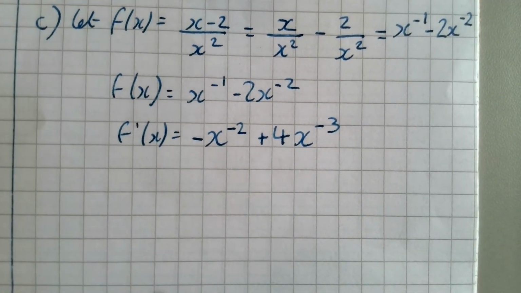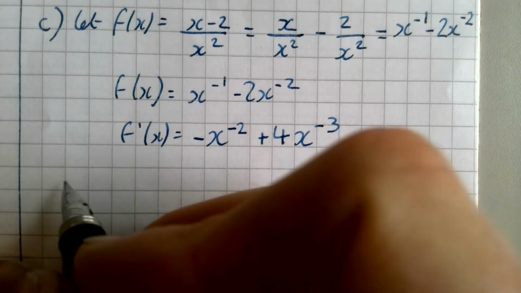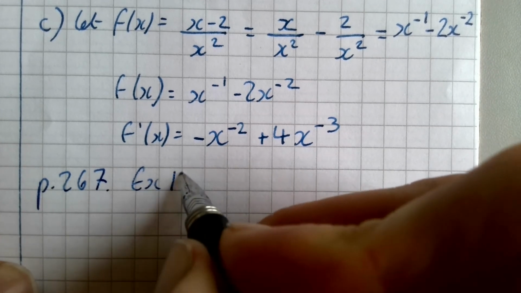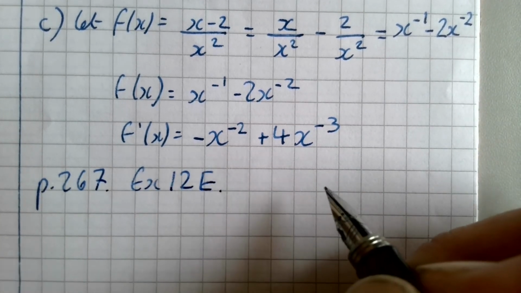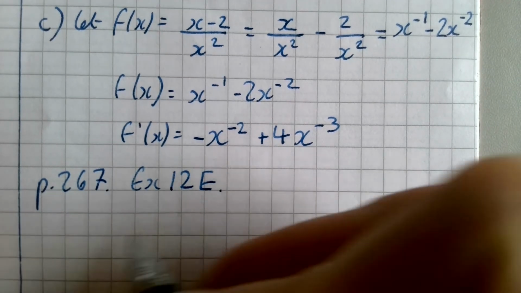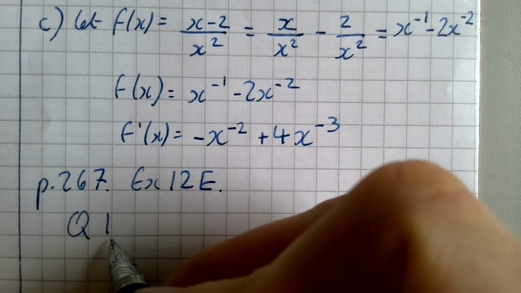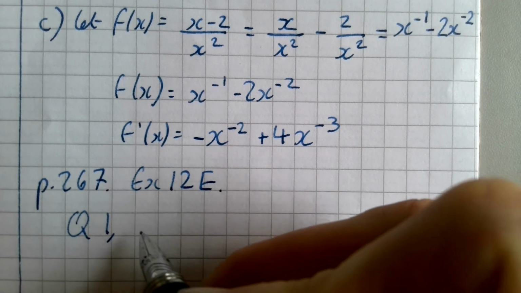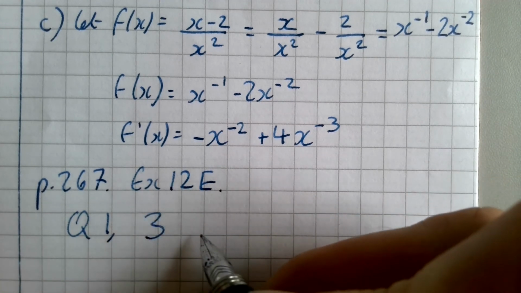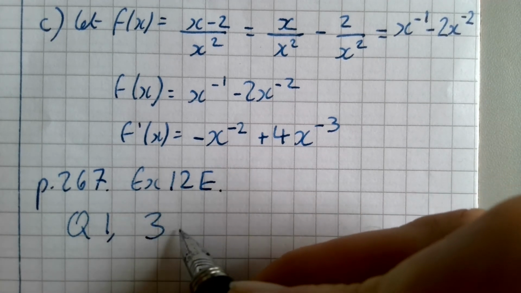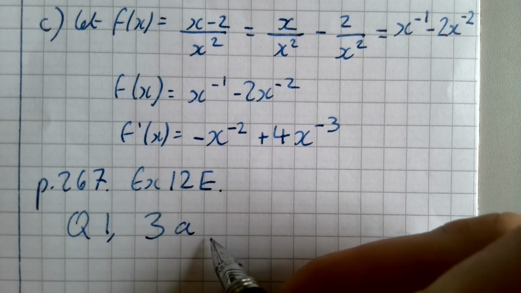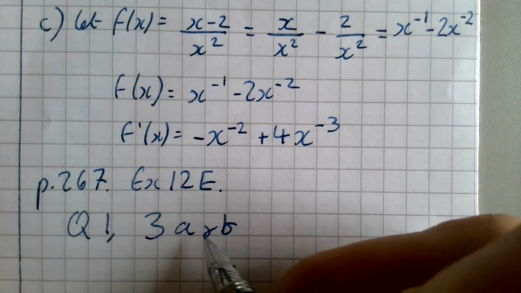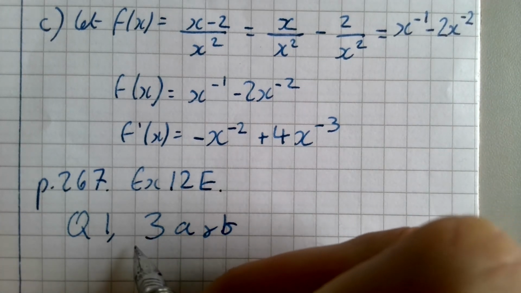Right, so all we've got to talk about now is what questions I want you to do. So page 267, exercise 12E, and we start off with doing question 1, and then question 3, parts A and B. If you can do those without any trouble, don't worry about the other two on there, but if you do want a bit more practice, you can do those.